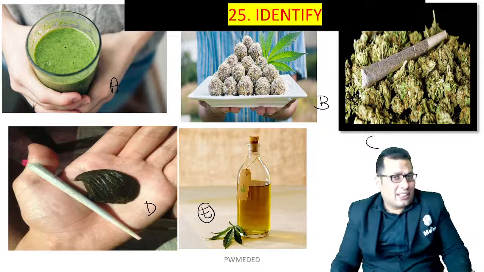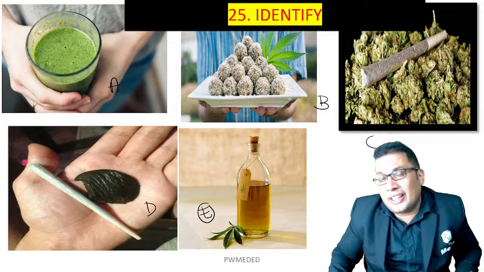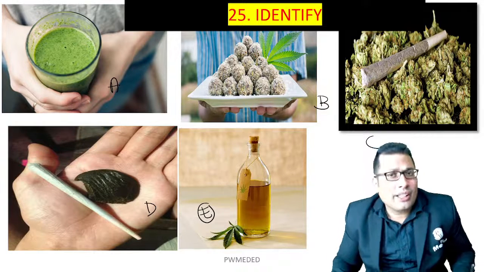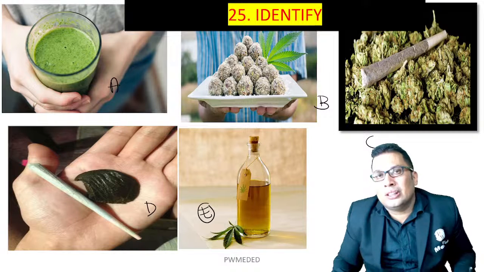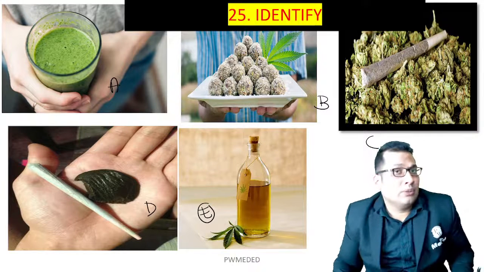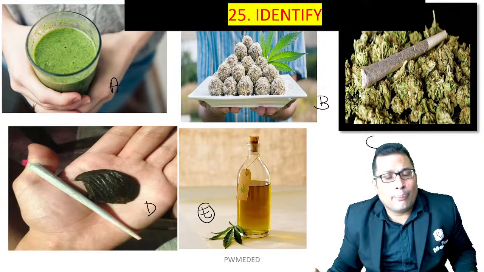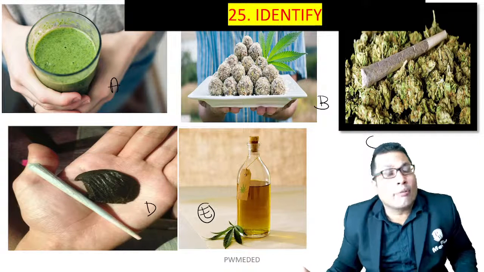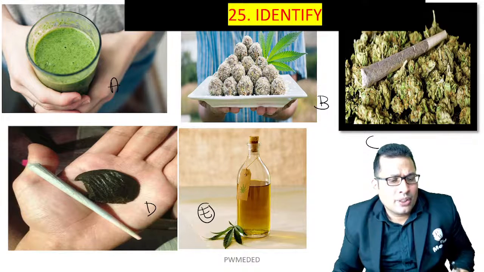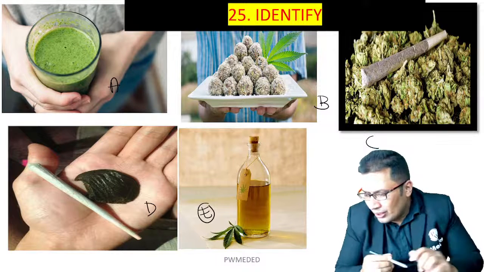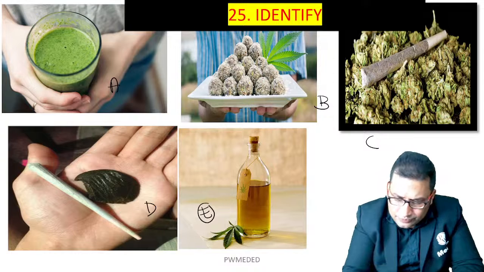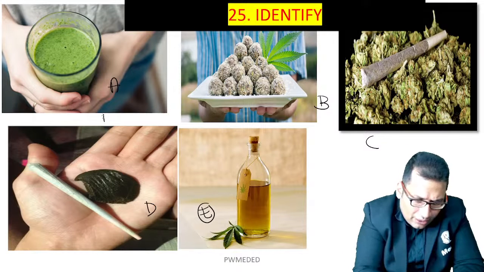So cannabis is a deliriant. It consists of delta-9-tetrahydrocannabinol. It leads to hallucinations, leads to euphoria, increases your appetite. It can lead to some amount of addiction, some amount of dependence on cannabis. So the preparation A is nothing but your bhang. The question can be asked in your exam.